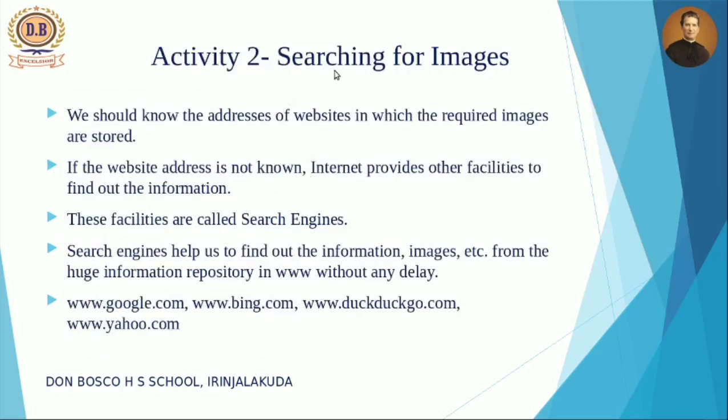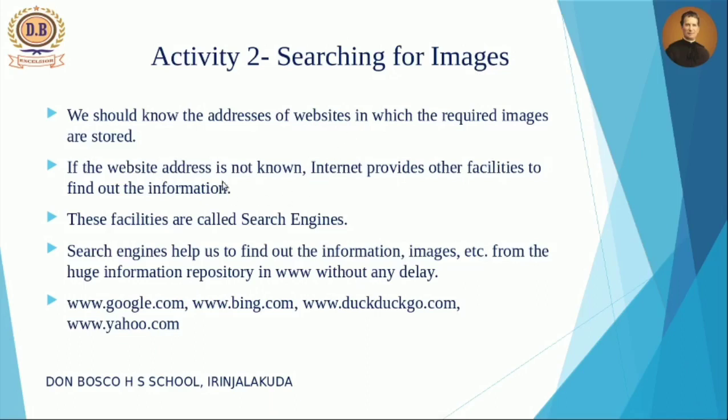So our activity is searching for images. In our basic science textbook, we have already found some additional information regarding cells. Yes. Now we have to collect some images related to cells. How can we get images related to cells from internet? For that, we should know the address of the websites in which the images of cells are stored. But now we don't know the address of that websites.